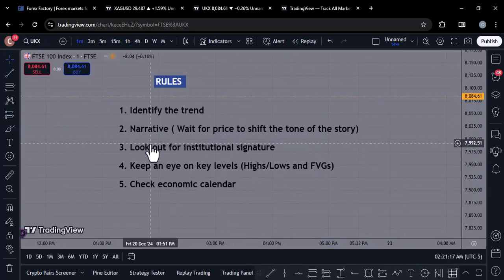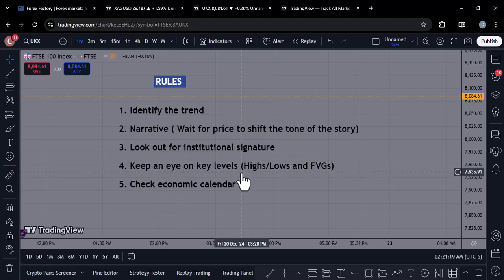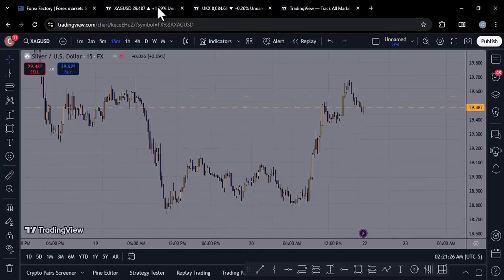Okay, so on the rule again, talk about keep an eye on key levels. Key levels such as what? Highs, lows, and FVGs, fair value gaps, and then check economic calendar. So we're going to do this together. Let me talk about checking economic calendar before you trade.